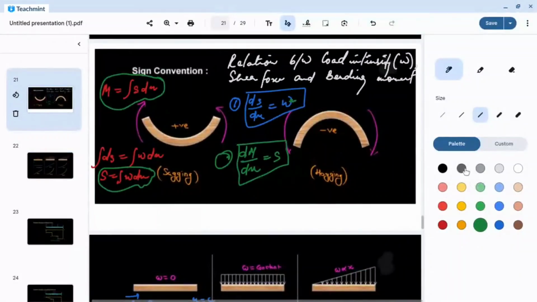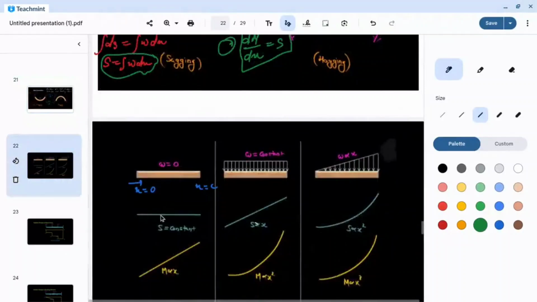According to the relation between shear force and load, when your load is zero, what should be the value of shear force? Anyone please tell me. Constant. Very good. When load is zero, the shear force will be constant.